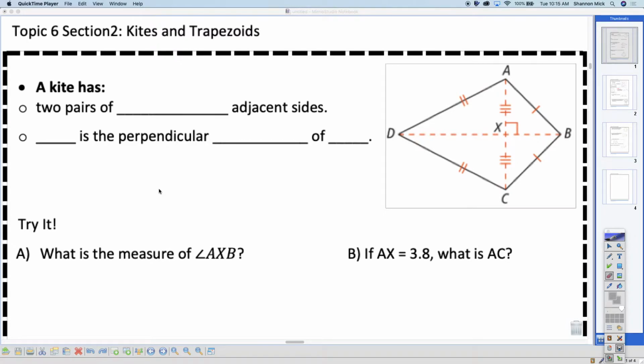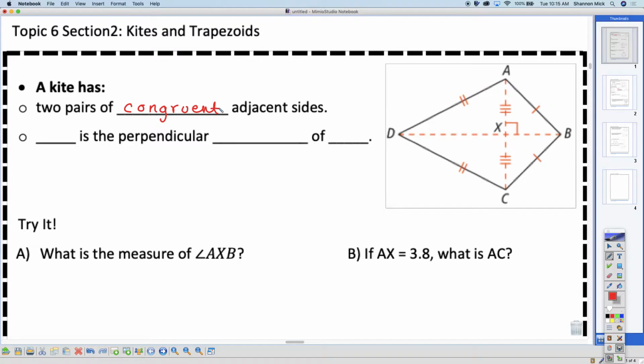Okay, so a kite has two pairs of congruent adjacent sides. So look at the picture. These are congruent because they're touching, right? They're next to each other. I have two sets of congruent adjacent sides.